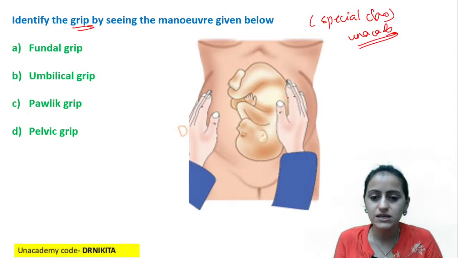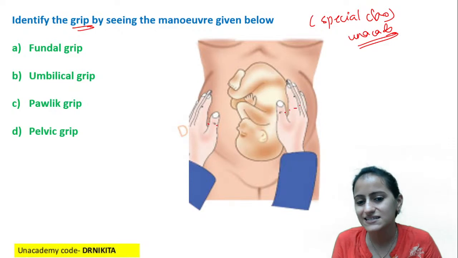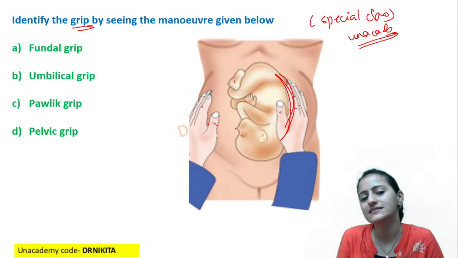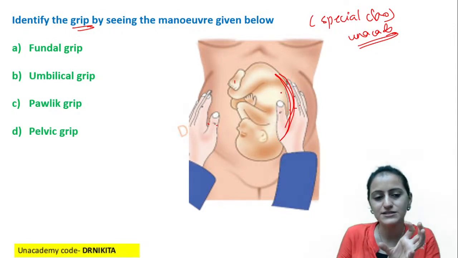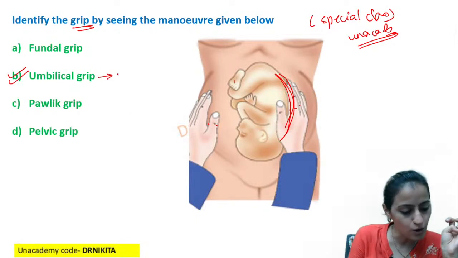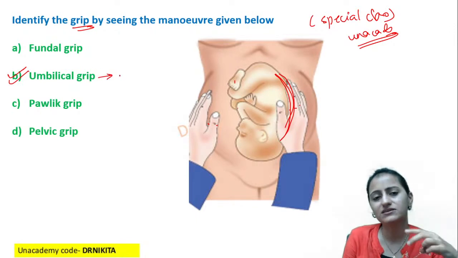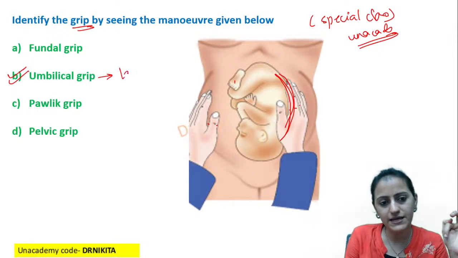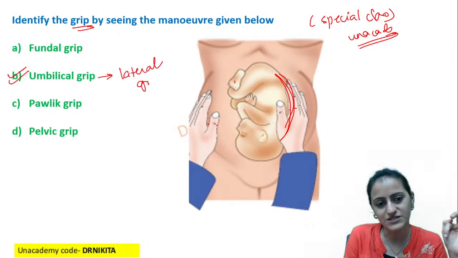Right, so you see here the hands on either side, in the lateral position, where you are checking which side the back is and which side the limbs are. You will feel the limb buds. That is your umbilical grip, which is your Leopold. Which grip is it, the first, second or third? Umbilical grip is also called your lateral grip.